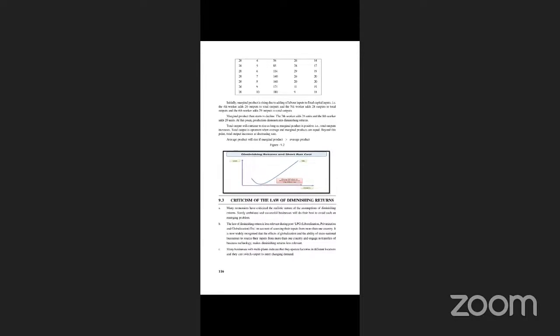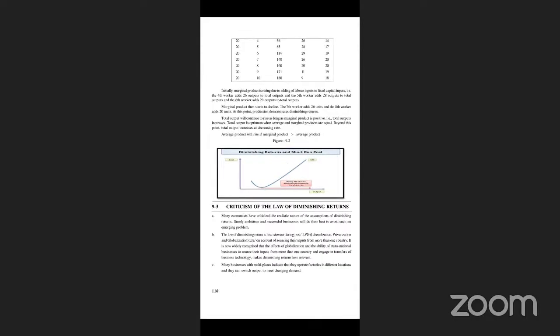And next, if you look at businesses with multiple plants, operating factories in different locations, they can switch output to meet the changing demand. So this is also not considered, and hence it has been criticized. Factors of production include fixed and variable inputs. A variable input is an input which varies in the short run, and a fixed input is something which remains constant in the short run, but all the inputs become variable in the long run.